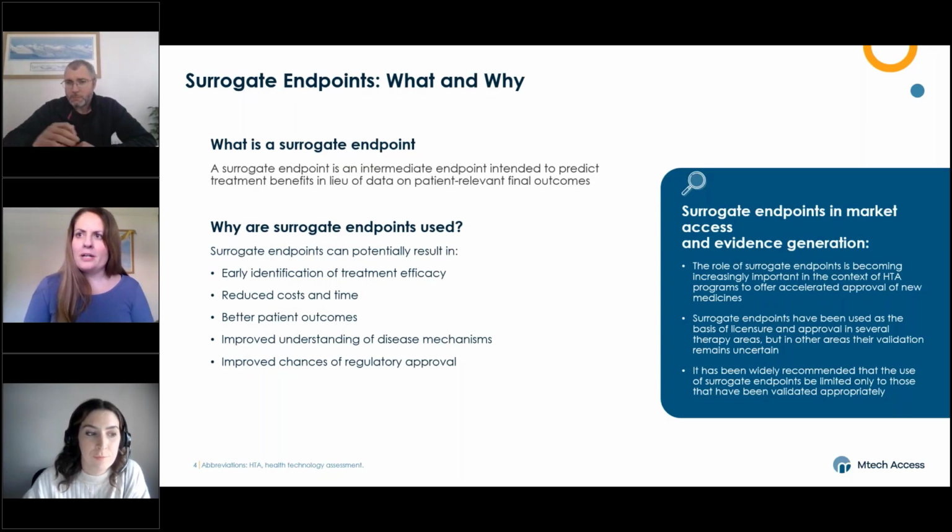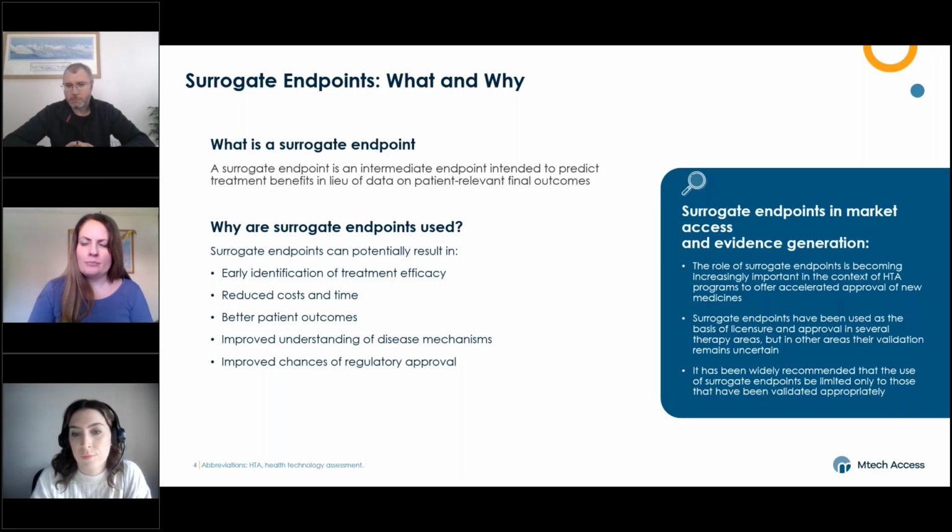Okay, so let's start by answering the question, what is a surrogate endpoint and why do we use them? A surrogate endpoint is an intermediate endpoint. It's intended to predict treatment outcome faster than a final patient-relevant outcome. One example is blood pressure, or another one would be LDL-C reduction in cardiovascular disease. Using surrogate endpoints can be beneficial in clinical trials, regulatory decision-making, and in real-world treatment.